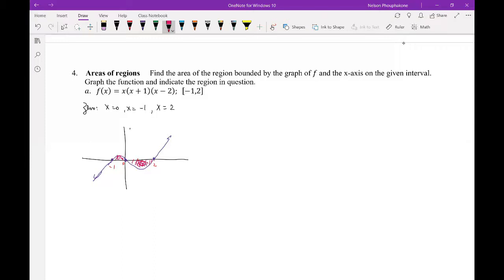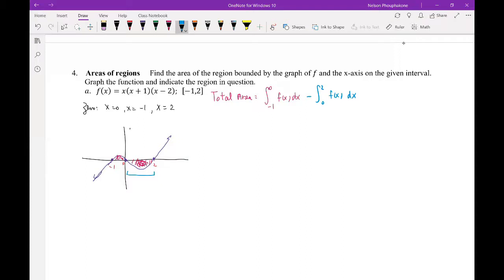So what I'm going to do here is find the total area. It will be the integral between -1 and 0 of f of x dx. And then because this area right here is negative, I will subtract the integral between 0 and 2 of f of x. Okay, so this is what I'm going to do.